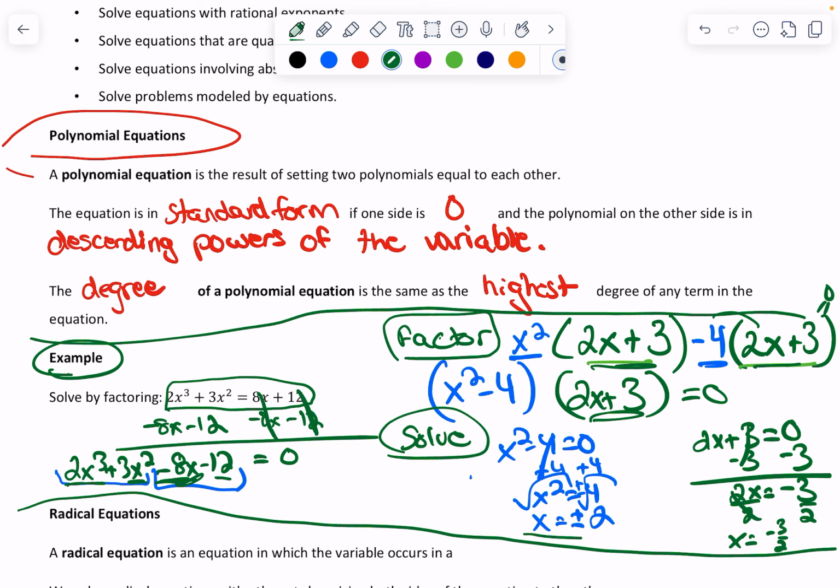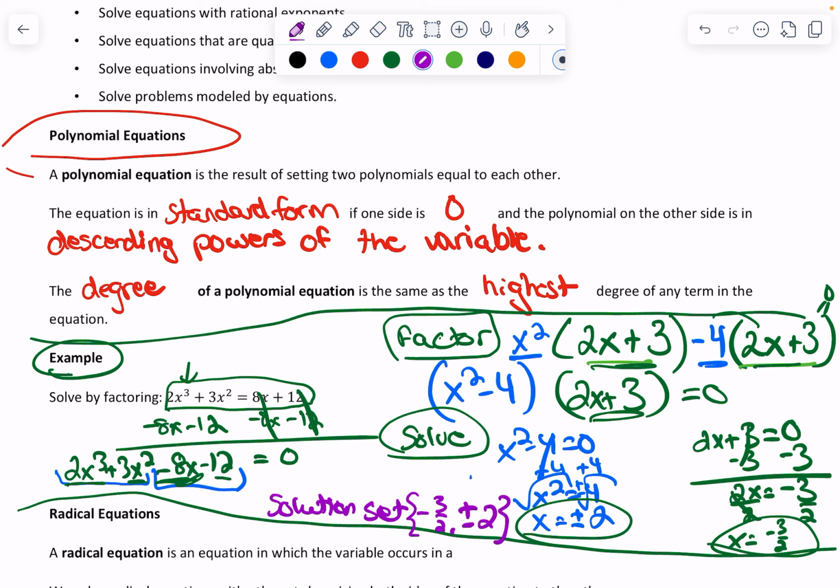So our answer for this, the solution, notice that our degree is 3. So we should have 3 different solutions, which we do. So our solution set is going to be negative 3 over 2 and plus minus 2. And we are writing it inside the braces, the squiggly lines, because it is a set. So all those 3 are our solution.